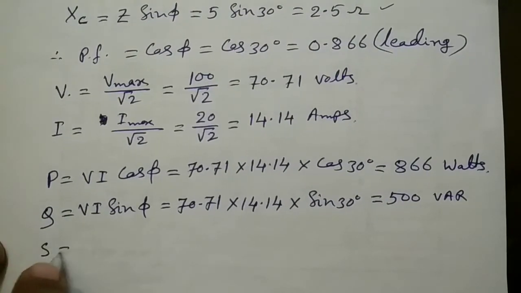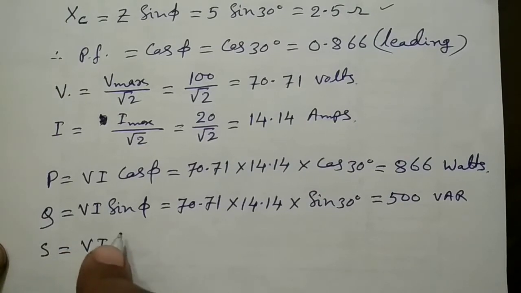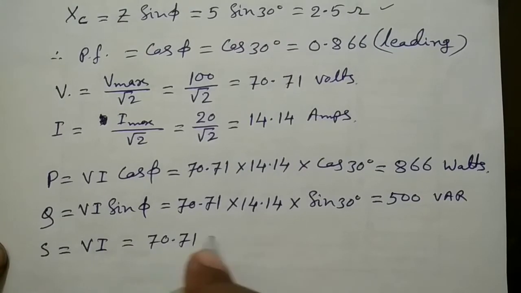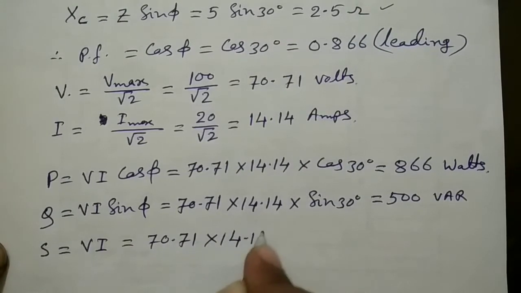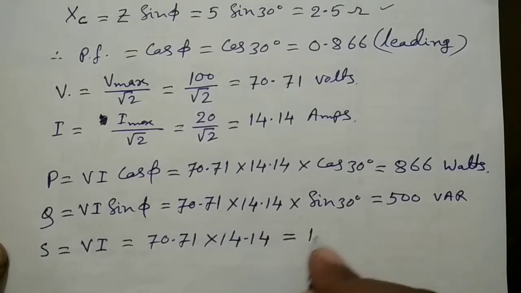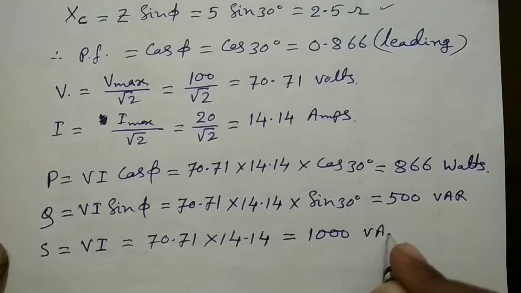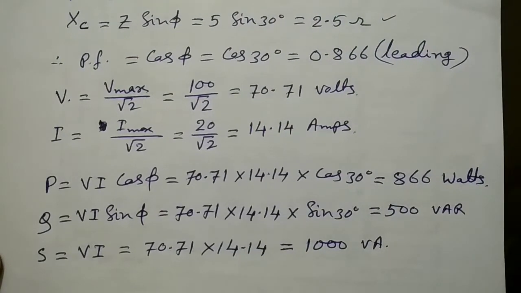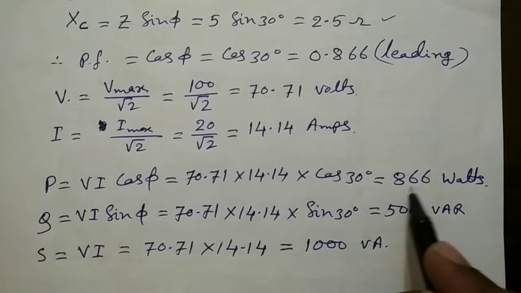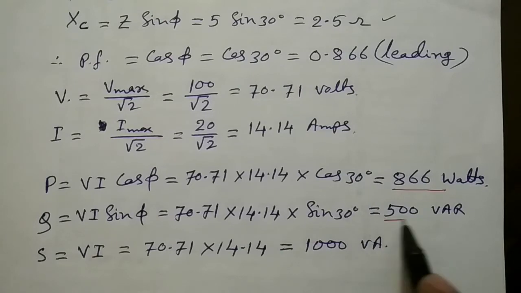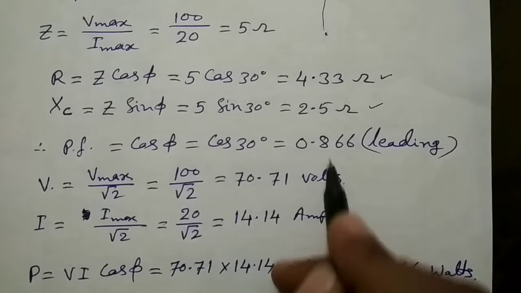And the apparent power S is V into I. So 70.71 into 14.14, and after simplification the value will be 1000 VA. So these are the powers. This is the active power, it is the reactive power, and this is the apparent power. Here it is the power factor.